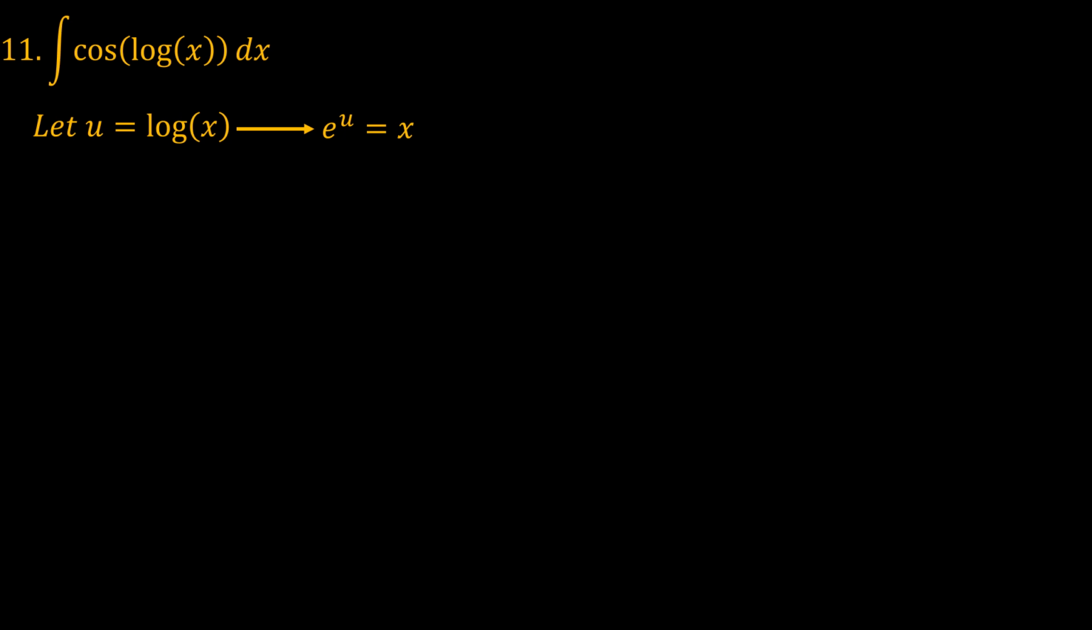But before that, I think the important thing to see here is that the relationship e to the power u equals x is also going to be vital for us. So that when we have du dx being equal to 1 over x, we can say that by multiplying with dx on both sides, du can be substituted for dx over x.